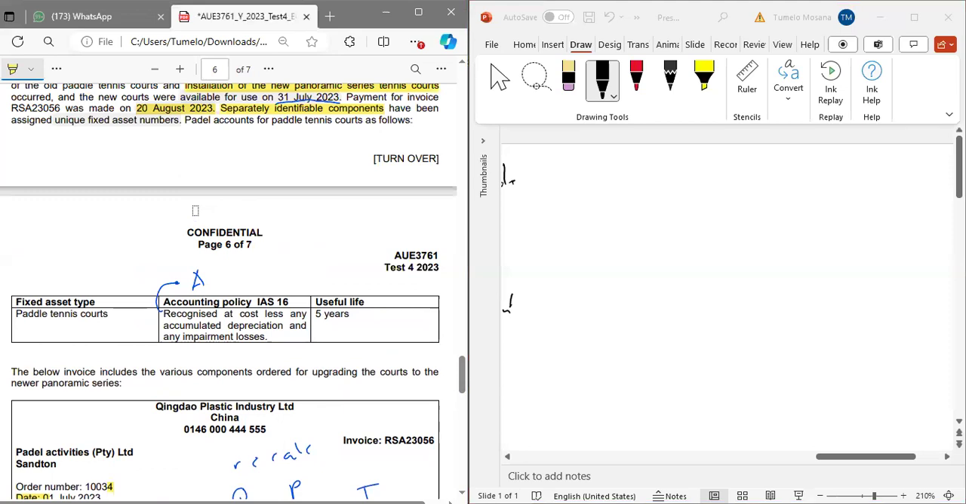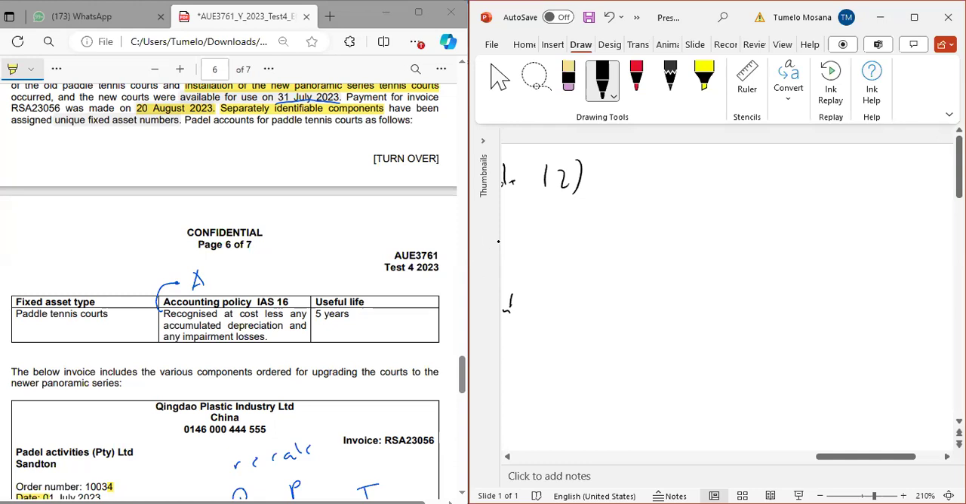So it says separately identifiable components have been assigned unique fixed asset numbers. So what do you want to check? You want to check whether these separately identifiable components have been indeed assigned the correct fixed asset numbers, right? You could state that as a substantive procedure.